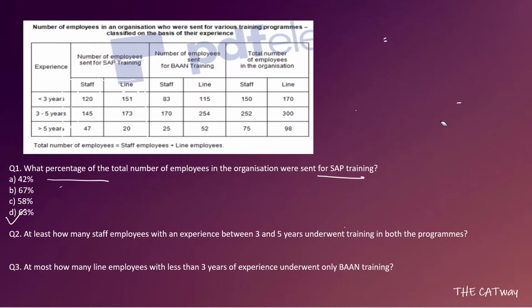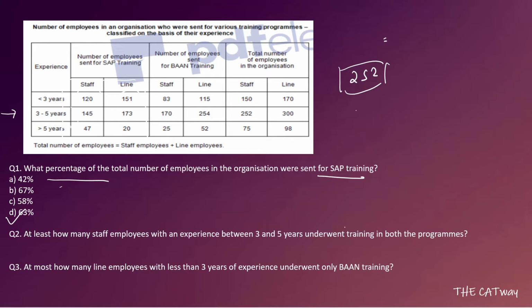The second question says: at least how many staff employees with an experience between 3 to 5 years and underwent training in both the programs. So first, we are going to talk only about the employees who are in the 3 to 5 years gap, in that column. We are talking about staff employees, that is, the total number of staff employees in this 3 to 5 range is going to be 252.